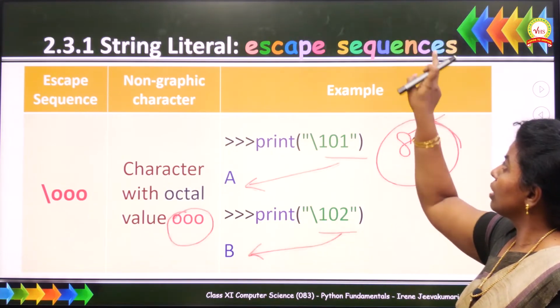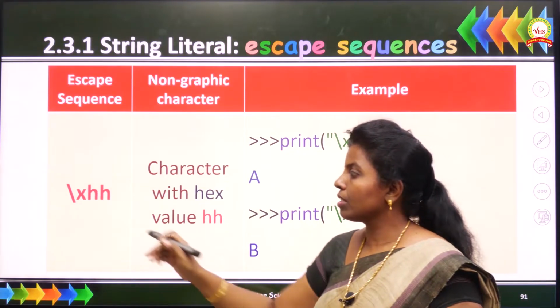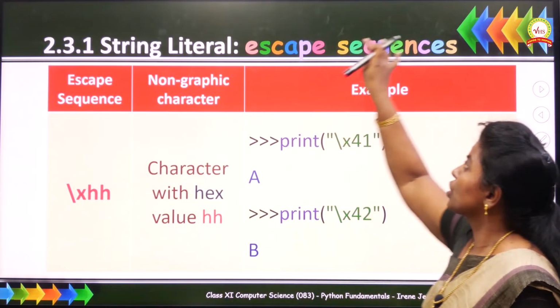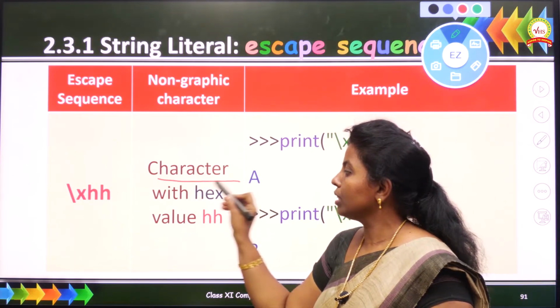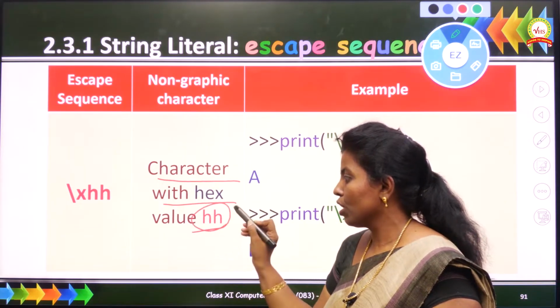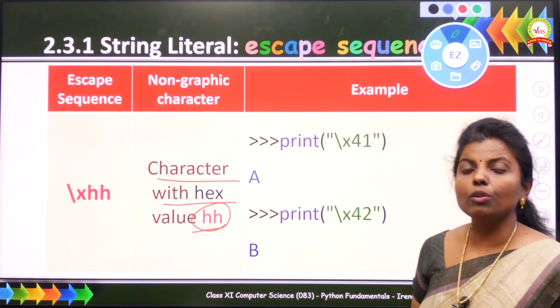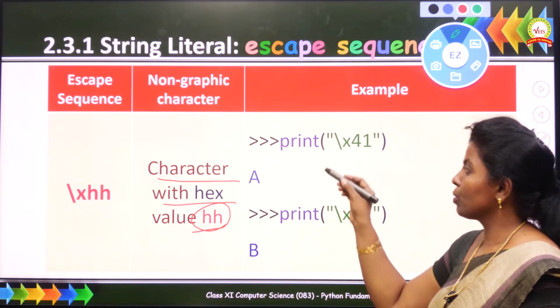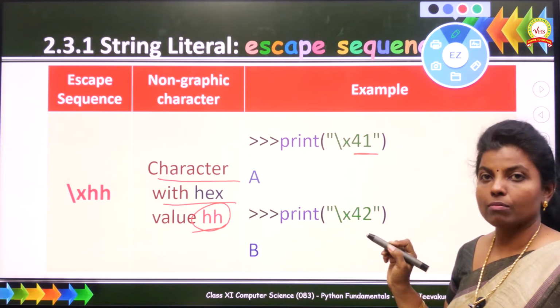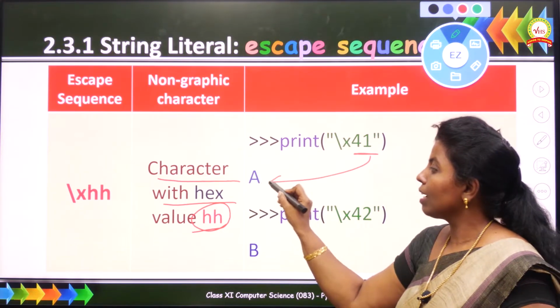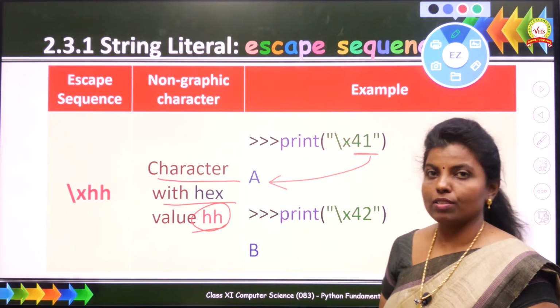So let us move on to the next escape sequence, which is backslash xhh. This x is meant for the hexadecimal value. So it is a character with hex value hh. How many digits of hex value do we have to give? A 2-digit hex value we have to give. So after backslash x, here a 2-digit hex value has been given. So its equivalent ASCII character has been printed as an answer over here.